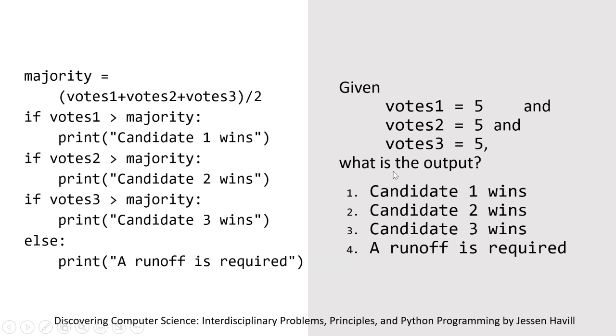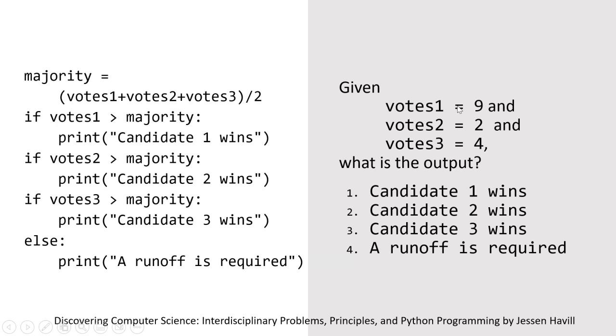I hope that you got your output. So in this case, the value of majority will be 7.5. Since vote 1 is less than majority, this if condition is false. Vote 2 is less than majority, so this second if condition is false, while this third if condition is also false. So it will only print the else part and it will display a runoff is required. So in this case, you will get the output a runoff is required because all the three if statements are false. Since the condition of this third if statement is false, you will execute its else part, so it will print a runoff is required.